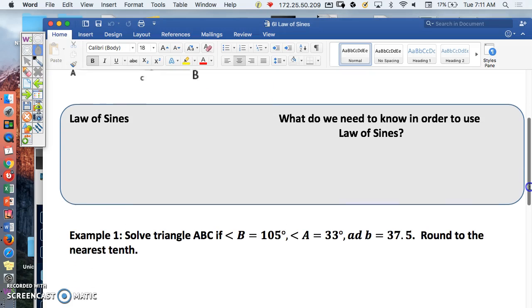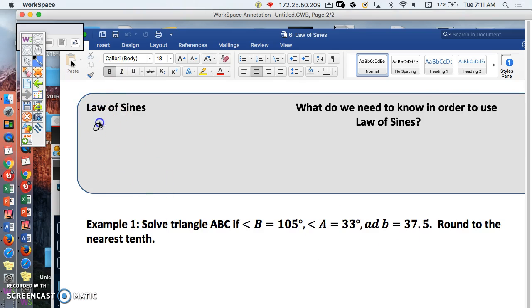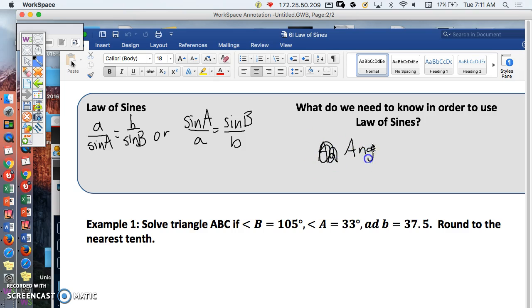So, our law of sines, you'll see it two different ways. You'll see it a over the sine of a, and again these could be c's as well, b over the sine of b, or sometimes you see it with the angles on top. The sine of a over little a equals the sine of b over little b. And in order to use it, you need to know an angle and the side opposite.